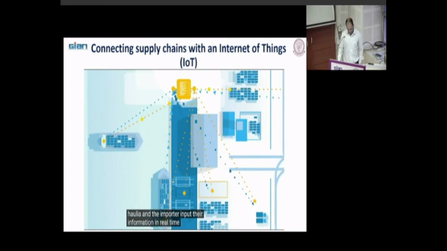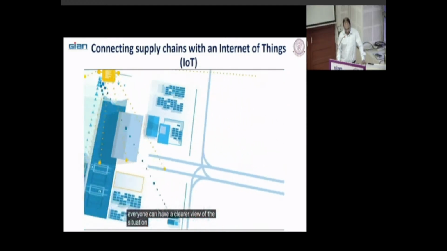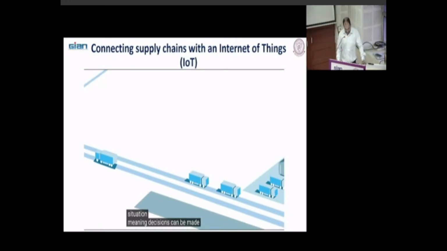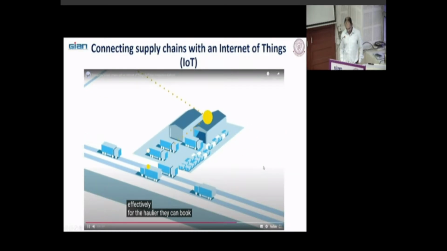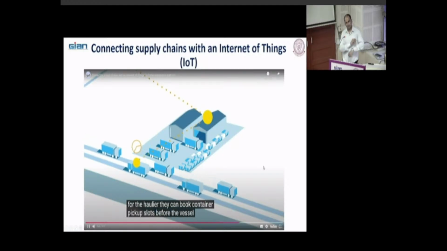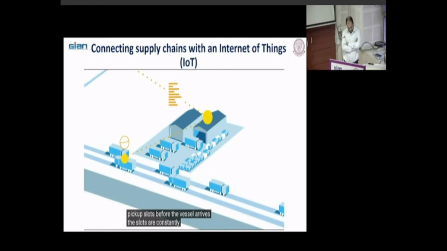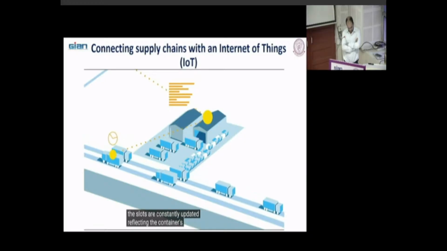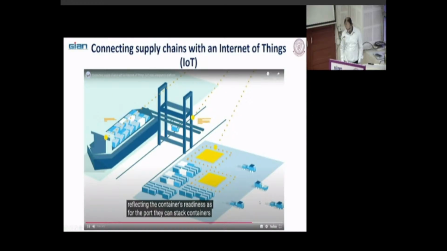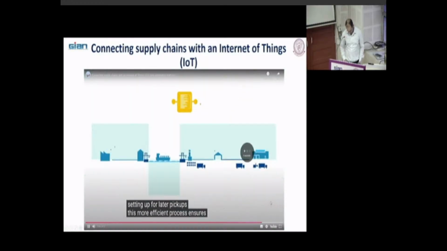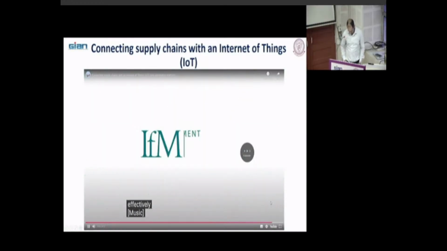input their information in real time, everyone can have a clearer view of the situation, meaning decisions can be made much more effectively. For the haulier, they can book container pickup slots before the vessel arrives. The slots are constantly updated, reflecting the container's readiness. As for the port, they can stack containers in reasonable locations, which ensures more goods are delivered on time.